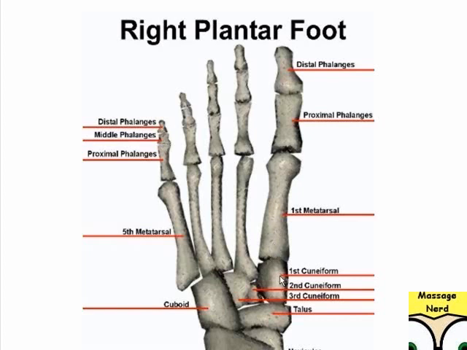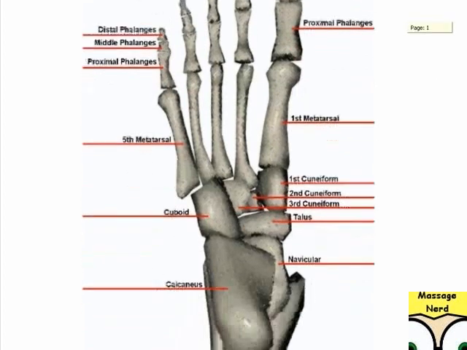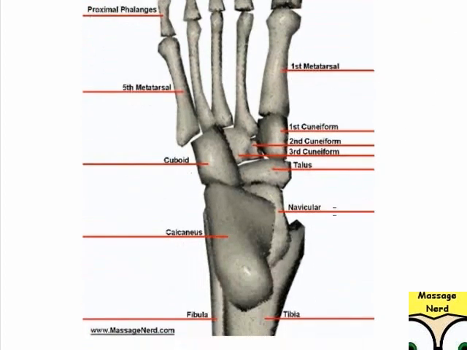First cuneiform, second cuneiform, third cuneiform, cuboid, talus, navicular, right here, calcaneus, also known as your heel, fibula, and tibia. Now I'll give you some time. You can practice on your own.